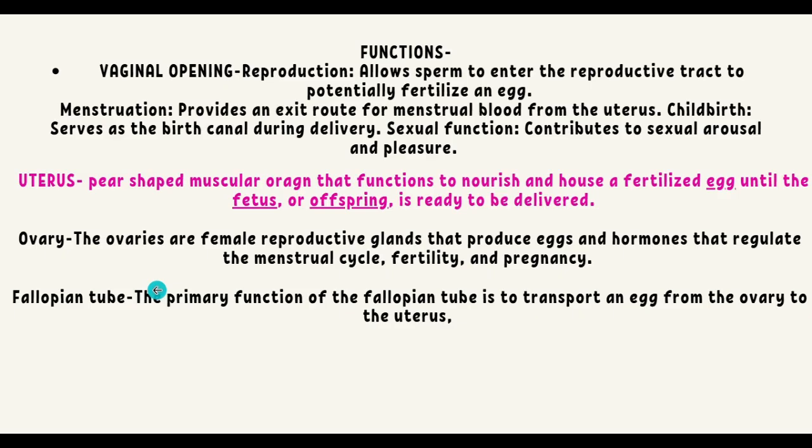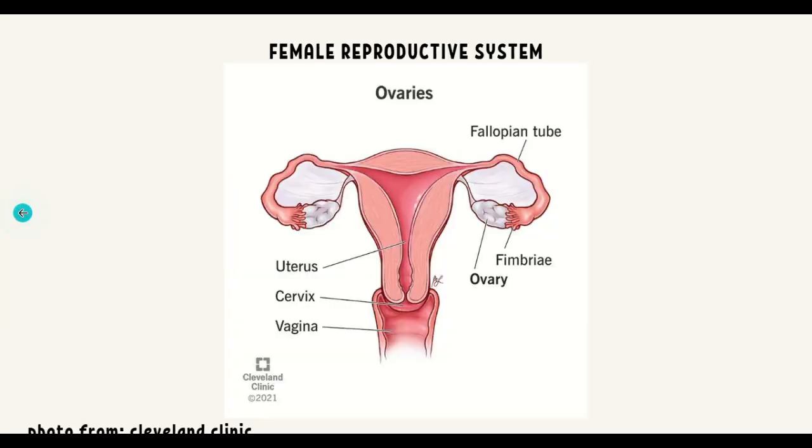And the ovaries are the female reproductive glands that produce the eggs and hormones that regulate the menstrual cycle, fertility, and pregnancy. And you have the fallopian tube, whose primary function is to transport an egg from the ovary to the uterus, right? So basically, the entire fertilization process would start with an egg being released from the ovary.